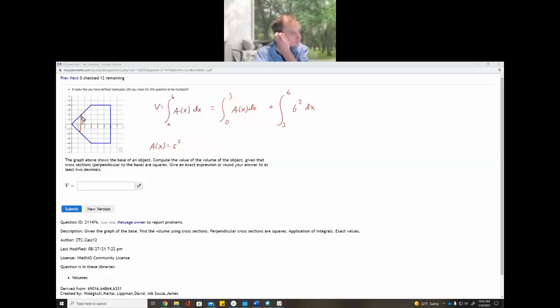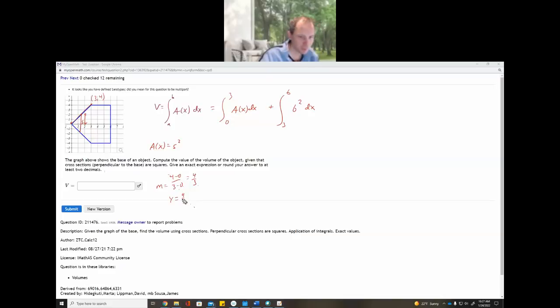And to figure out what that side is, well, if I figure out the equation of this line, it will tell me the height. I just want to double that height. This is a line that goes through the origin, and it goes through the point (3, 4). So the slope of the line is change in y over change in x, so 4/3. So y equals 4/3 x, right?